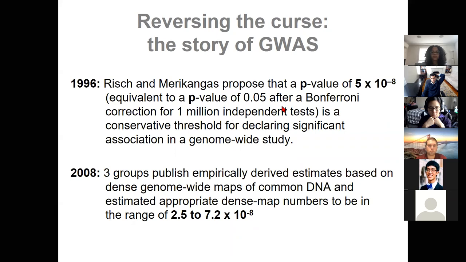And then about 12 years later, three different groups empirically derived estimates based on dense genome-wide maps of common DNA variation and estimated that the correction should be between 2.5 and 7.2 times 10 to the minus 8. So they were right with this ballpark, 12 years ahead of their time. And that is still the threshold that people are using for GWAS.